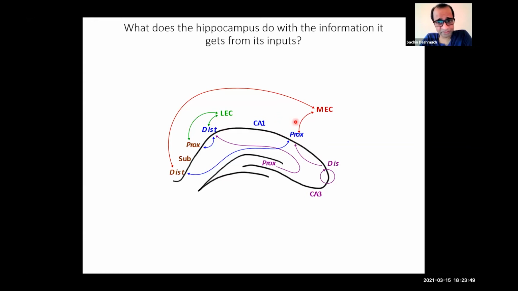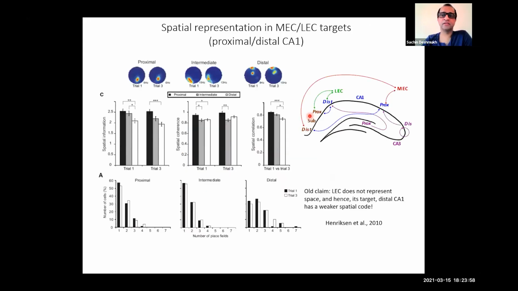There are also other inputs, but these are the two major inputs to area CA1, and therefore, given the lateral and medial entorhinal cortical segregation, people predicted that distal part of area CA1 of the hippocampus should not have strong representation of space, while proximal part of area CA1, because it gets strong spatial information from medial entorhinal cortex, should get strong spatial representation. And here are rate maps in proximal, intermediate, and distal CA1. So these are consecutive sessions showing you that representation is stable.